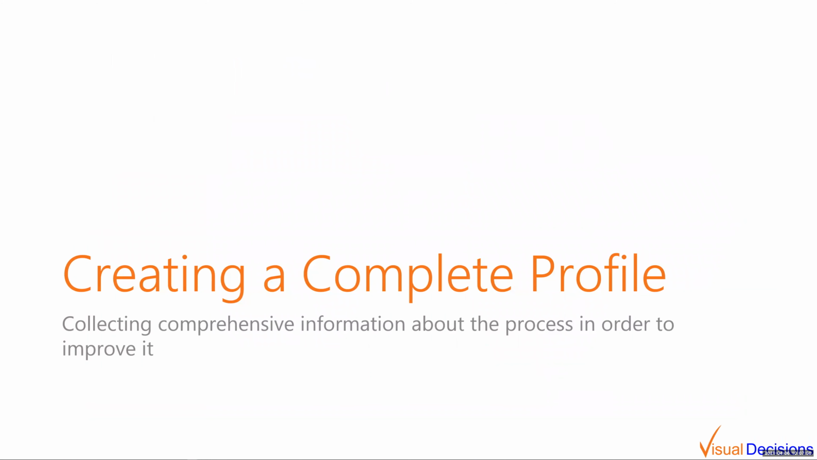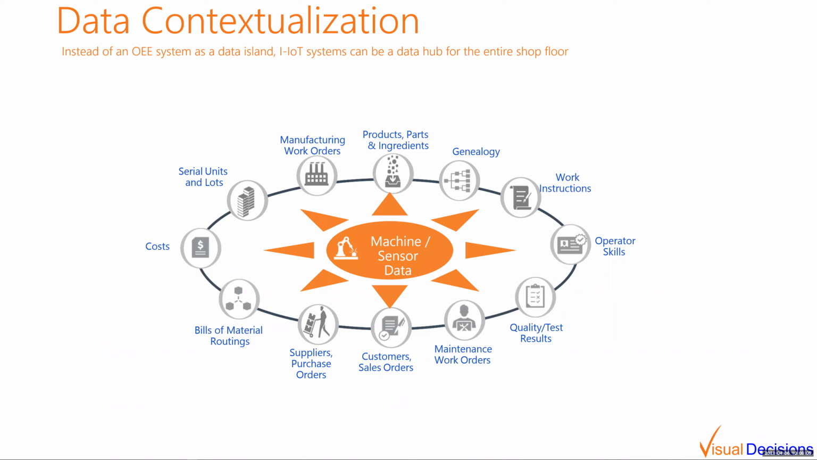So as we look at how we collect information from the shop floor and how we utilize that, the first step is to really create a complete profile of what your process looks like. And so the first step there is collecting that information from the machine or the sensors within the process itself.